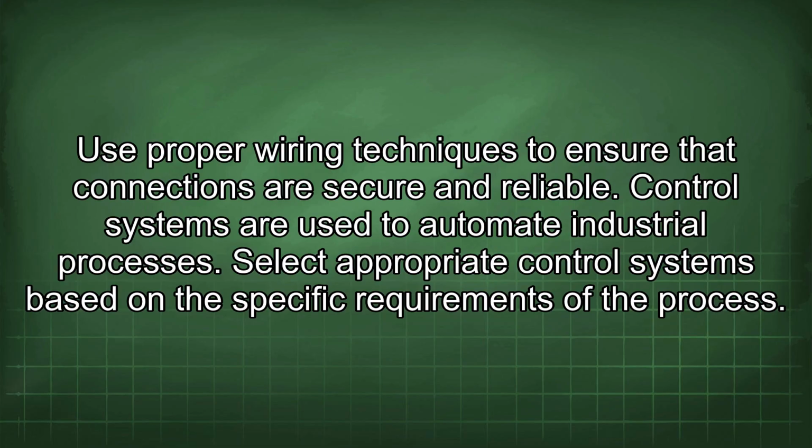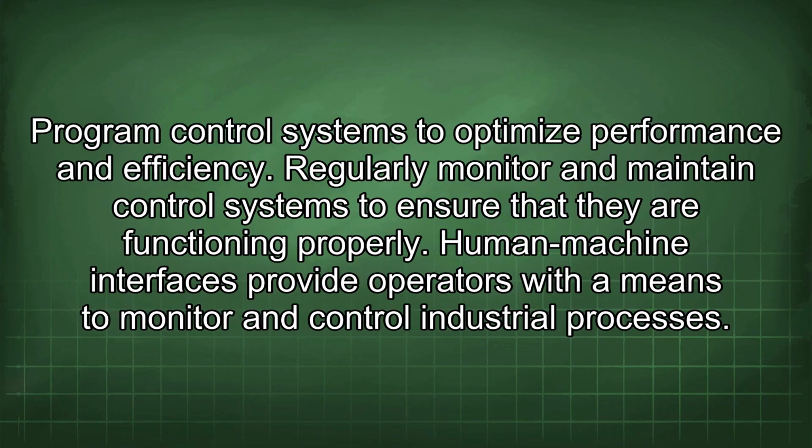Control systems are used to automate industrial processes. Select appropriate control systems based on the specific requirements of the process. Program control systems to optimize performance and efficiency. Regularly monitor and maintain control systems to ensure that they are functioning properly.